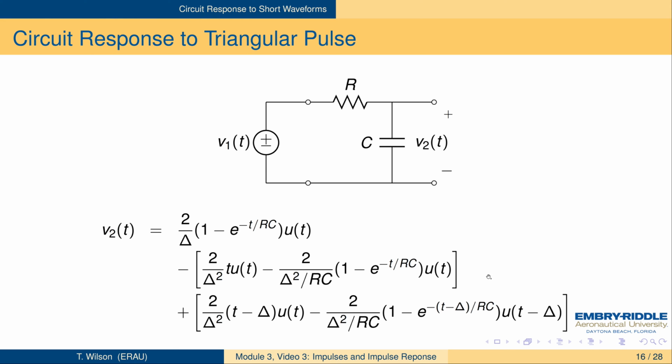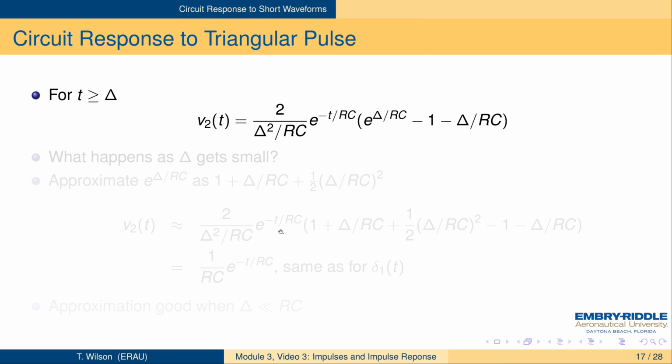It's ugly. There's no denying that it's ugly, and you're not used to having to go through all the details, but you can start to see what might happen here. You've got 2t over delta squared. You've got 2t over delta squared. They've got opposite signs. They're probably going to cancel out. These terms are probably going to cancel out. There's a lot of stuff that's going to go away once you start looking at this thing piecewise.